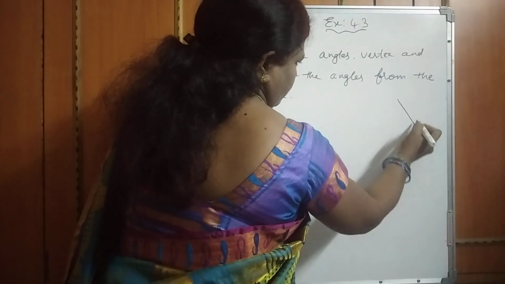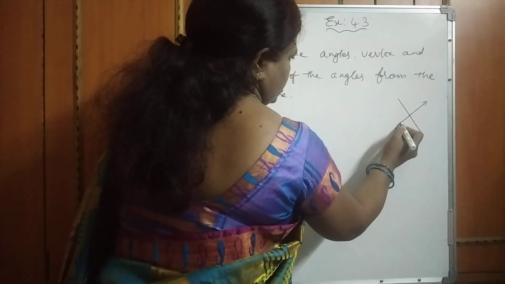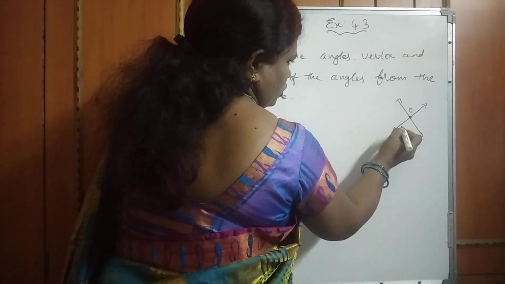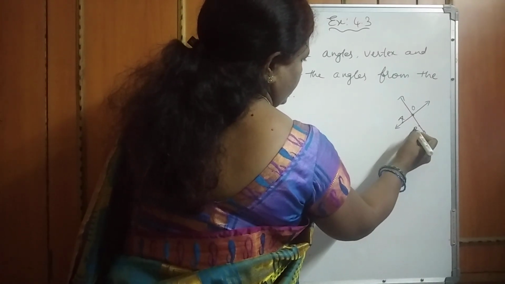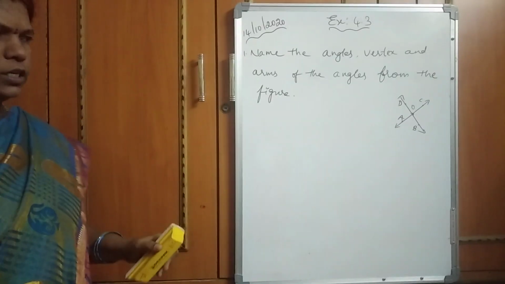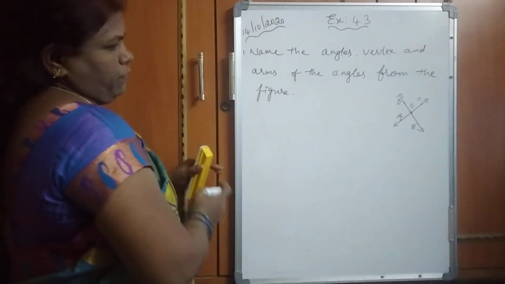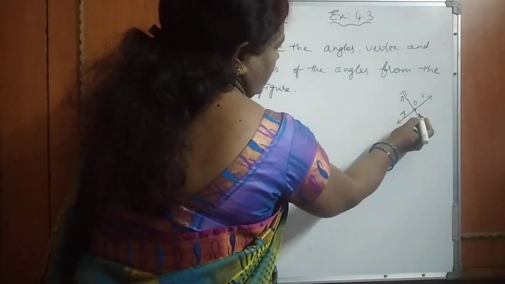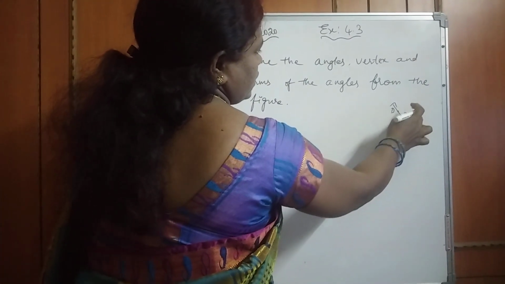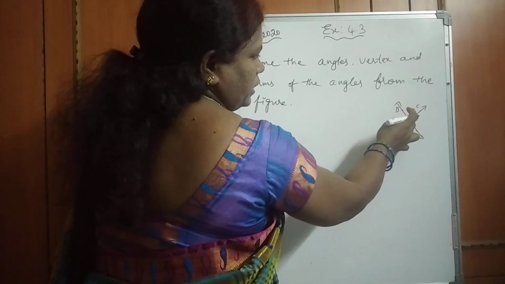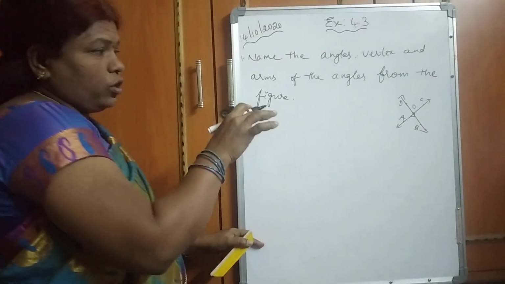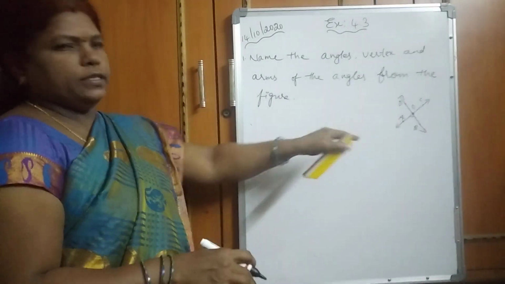Here a figure is given when two lines meet each other at a common point O. So A, B, C, D. Here how many angles are formed, children? Here 4 angles are formed. Angle AOB, angle BOC, this is the angle formed. Angle COD, this is the third angle, and angle DOA, this is the fourth angle. So for that we need to write what is the vertex, what are the arms formed in the figure.